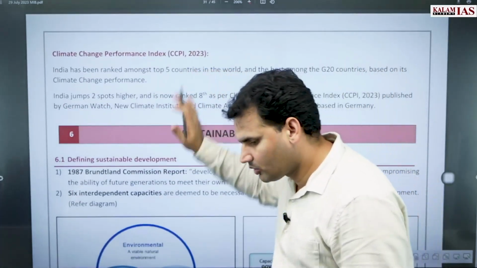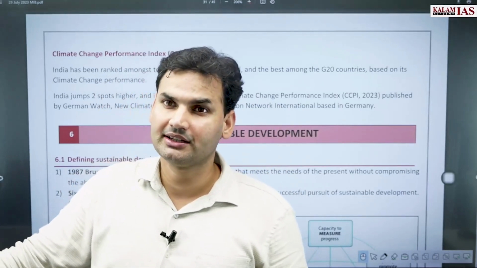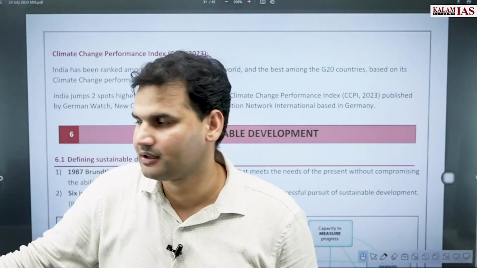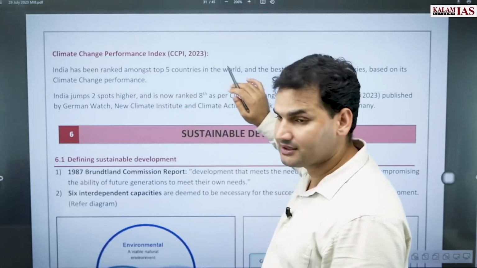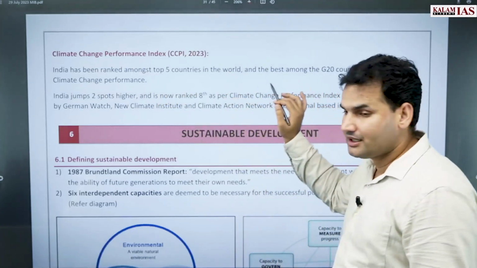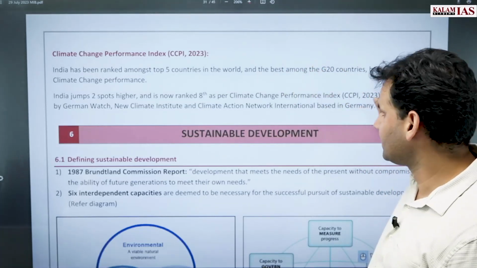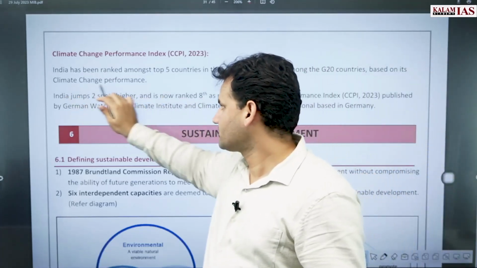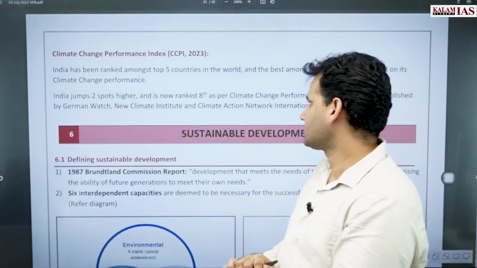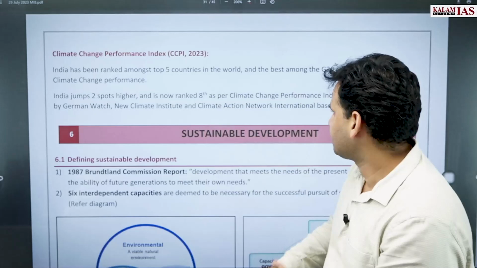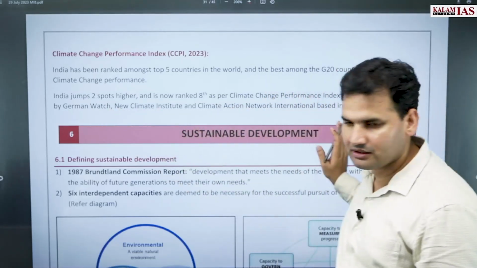And when we talk about climate change, so everything is not dark and gloomy, there is still a silver lining. And India, yes, India has ranked among the top 5 countries in the entire world. And if we talk about G20, so India is the best performer in G20 based upon climate change performance. And in fact, we have jumped 2 places higher, and India is ranked 8th as per the climate change performance index, which is published by Germanwatch and everything. Right.